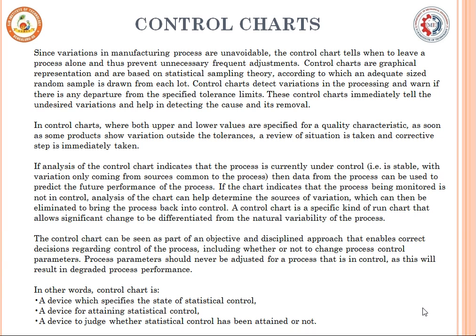Control charts are graphically represented based on statistical sampling theory. Whether to accept the lot or reject the lot, or how to remove the defective components, control charts tell about the undesired variations and help in detecting the cause and its removal.